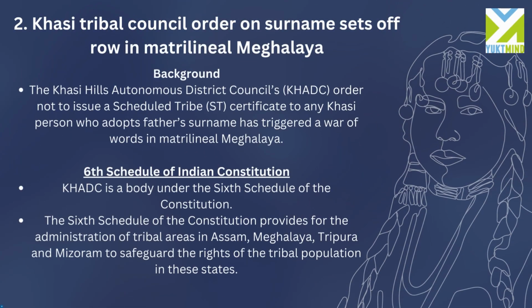Second news, the Khasi Hills Autonomous District Council's order not to issue a scheduled tribe certificate to any Khasi person who adopts father's surname has triggered a war of words in matrilineal Meghalaya. 6th Schedule of Indian Constitution. Now, Khasi Hills Autonomous District Council is a body under the 6th Schedule of the Constitution. What is 6th Schedule? The 6th Schedule of the Constitution provides for the administration of tribal areas in Assam, Meghalaya, Tripura and Mizoram to safeguard the rights of the tribal population in these states. You can remember these states as ATM Square, Assam, Tripura, Meghalaya and Mizoram.